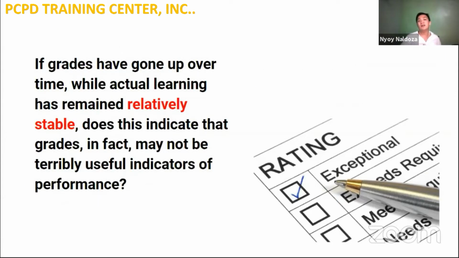Now, if grades have gone up over time while actually learning has remained relatively stable, does this indicate that grades, in fact, may not be terribly useful indicators of performance? Actually, we can say that the quality of learning can be stagnant, there's no change at all on the way how we deliver instruction, but the grading system has been changed recently.